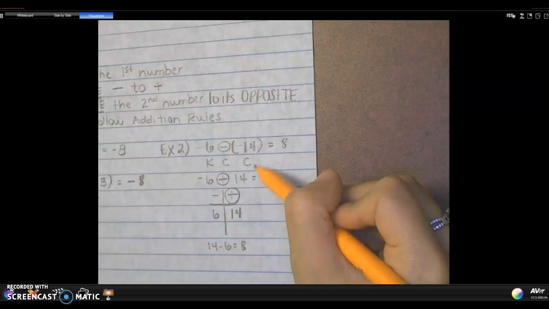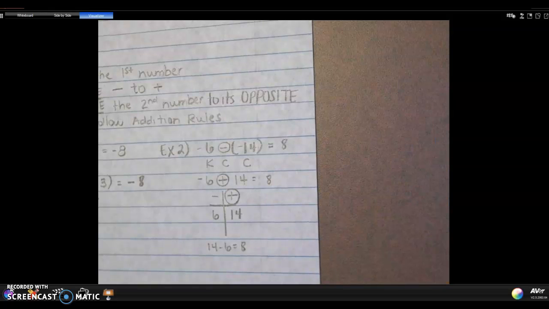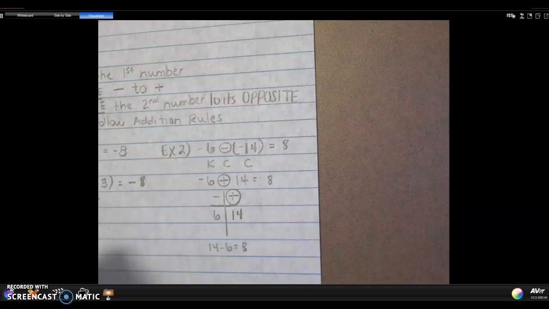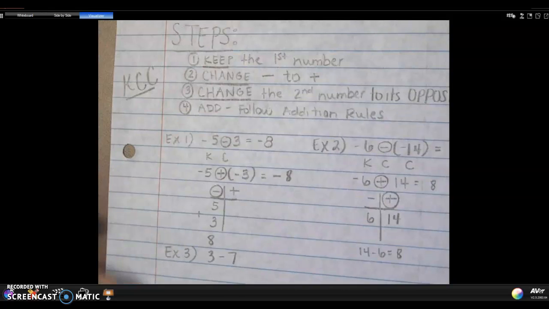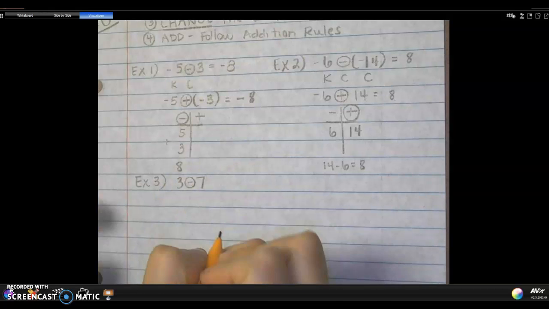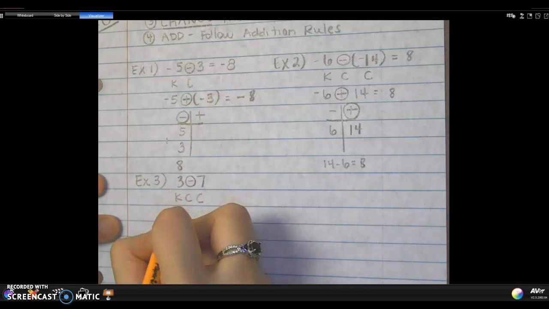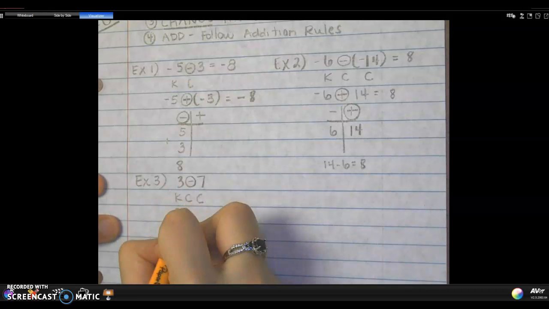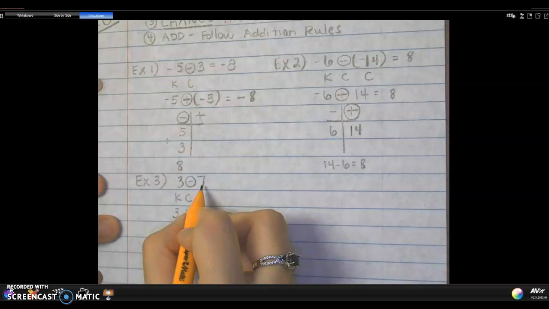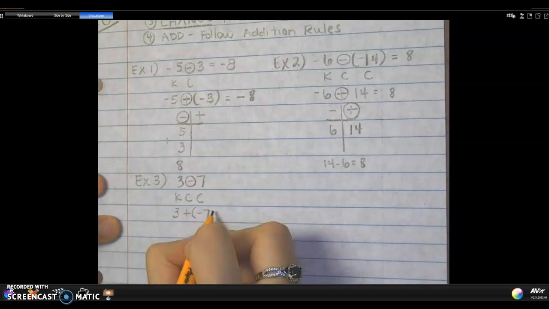Notice how these two problems equal the same answer. So these two expressions are equal. Let's do one more. Example 3. 3 minus 7. First thing, look at our operation. We're subtracting, so we need to do KCC. I'm going to keep my 3. Change subtraction to addition. And change my positive 7 to its opposite, which is negative 7. And I'm going to put this in parentheses to separate my symbols.